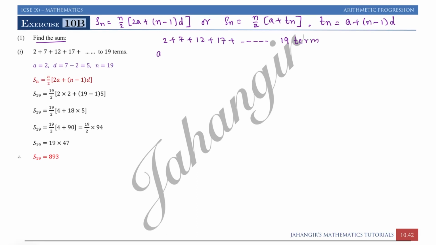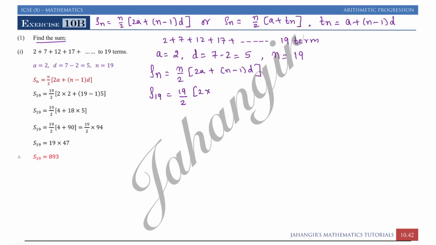So here I will write a, that is first term, is 2, common difference is 7 minus 2, that is equal to 5, and the number of terms is 19, n is 19. So I will write Sn is equal to n by 2 into (2a plus (n minus 1) into d). So we want 19 terms, so I will write S19 is equal to 19 by 2 into, in bracket, we are just putting all values, n is 19, so 19 minus 1 into d, which is 5.